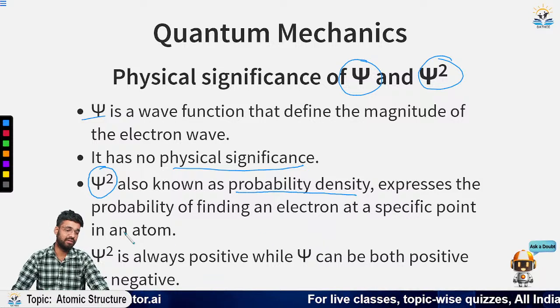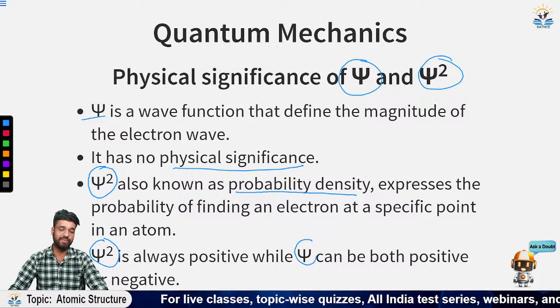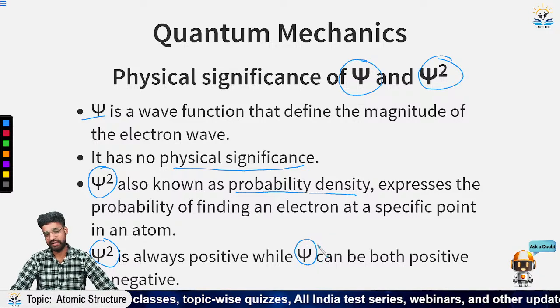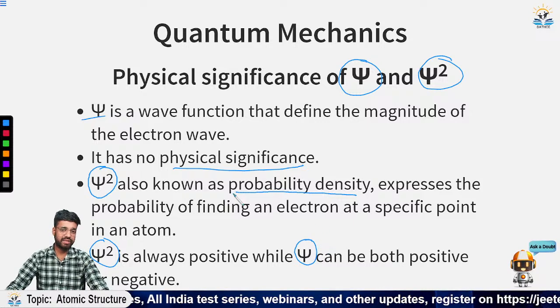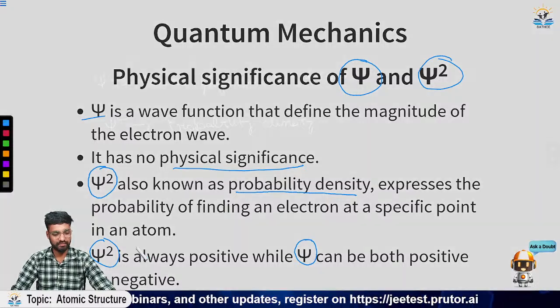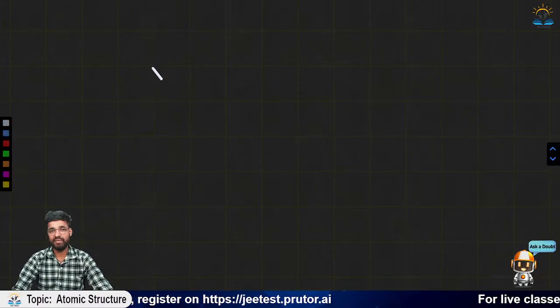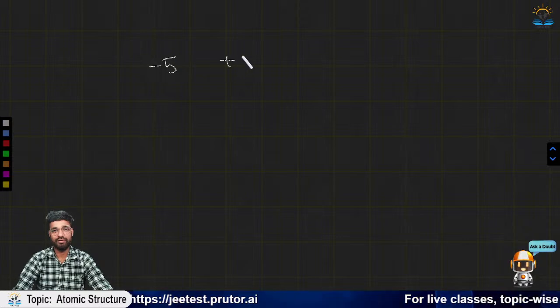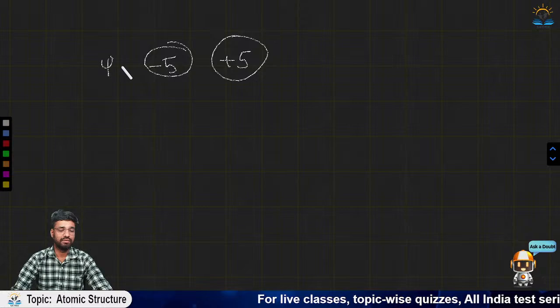One more thing here regarding the sign of psi square and psi. We will use this concept in later classes when we plot the graph of psi square versus the radius. Since psi square is a square, it will always be positive. It is obvious. Suppose you are given a number like -5 or +5 or anything. Suppose this is the psi.